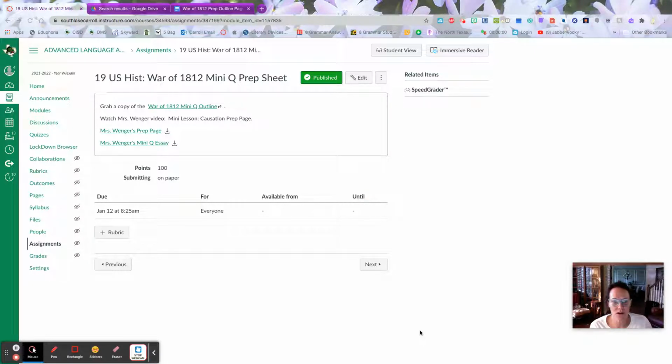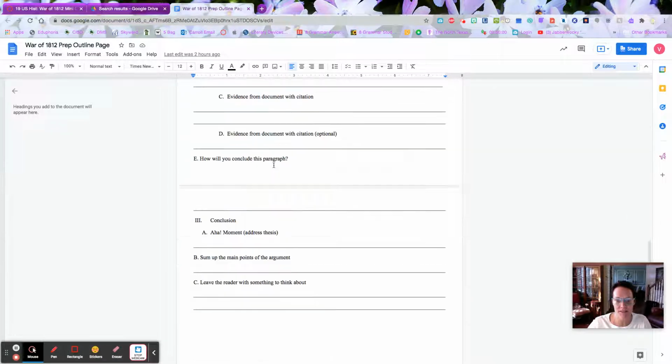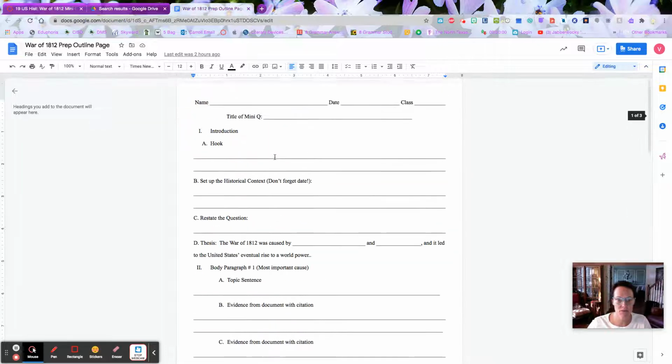So you are well on your way and ready to go ahead and do the outline prep page to get you ready to do your in-class essay. So your prep page you picked up on the way into class, and it looks something like this. And you are going to use your documents and the information from your hook and background essay to fill in the prep page, just like we've done for the previous two mini-Qs, the one on Jamestown and then the one on Valley Forge.